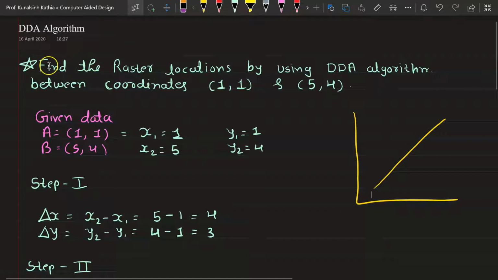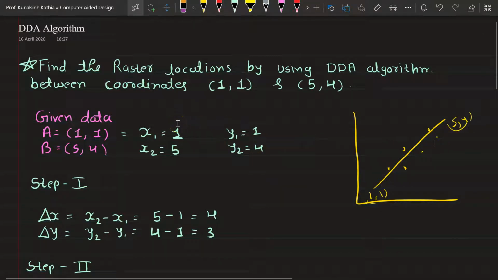So the question is: find the raster locations by using the DDA algorithm between the coordinates (1, 1) and (5, 4). We need to find the intermediate locations of the points by using the DDA algorithm. So I am listing down the data. The given data is A (1, 1) and B (5, 4). Respectively, x1 is 1, y1 is 1, x2 is 5, and y2 is 4.